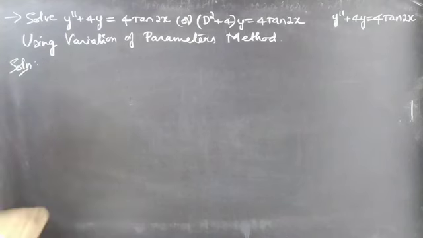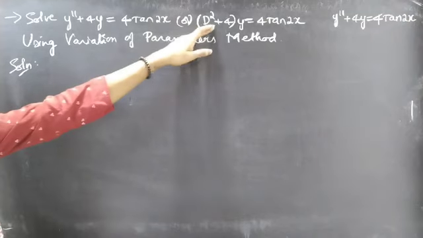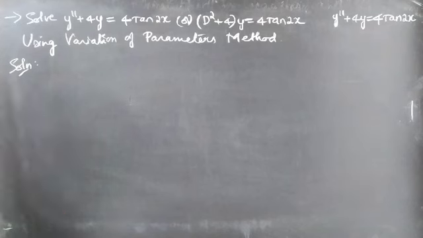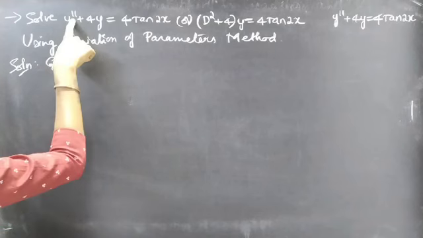Solve y double dash plus 4y equal to 4 tan 2x, or D square plus 4 into y equal to 4 tan 2x. So this is an operator form of the first equation. Both equations are the same. Using variation of parameters method, we are going to solve the given differential equation in another way. We are given a differential equation of order 2.